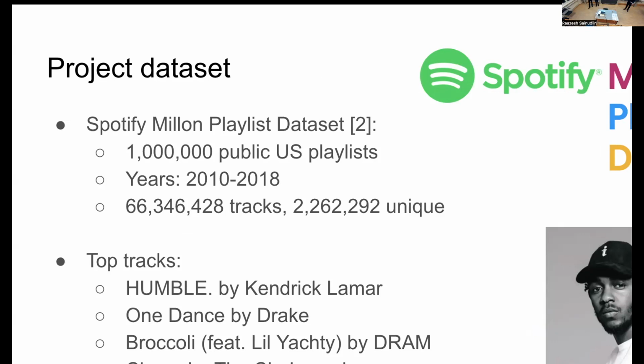For the data set, we decided to use the 45 million playlist dataset, which is a set of 1 million American playlists from the years 2010 to 2018. In total, it contains roughly 2.3 million unique songs, but they occur in more than 66 million different positions in these playlists. And the top track this year was Humble by Kendrick Lamar. This gave us a lot of data to work with, but also manageable, but sometimes not that manageable actually.